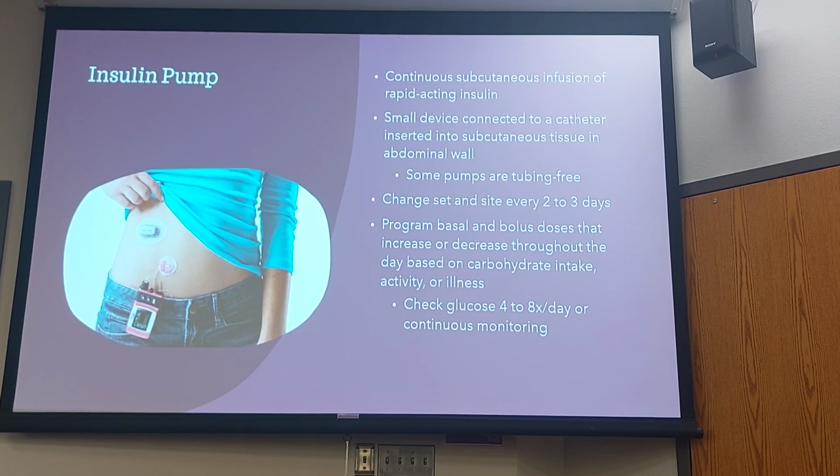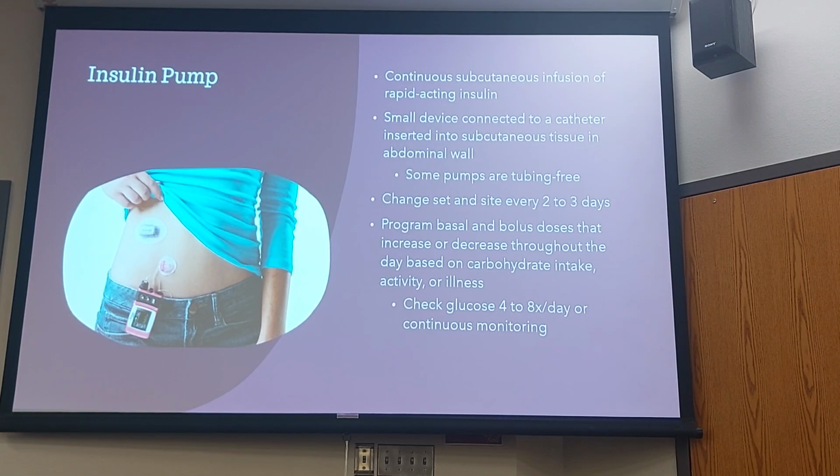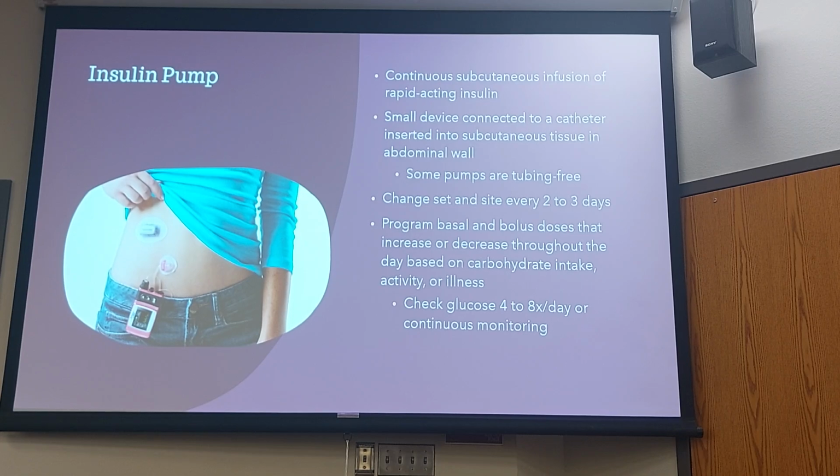And then check glucose 4 to 8 times a day or use continuous monitoring. The continuous is nice because they can look at it, and it really helps people to see, because people react differently to different sugars. Some people, our type 2 diabetics, have a higher spike of insulin with certain carbohydrates, and others have a nice steady low response. The pump is going to help them see how they're reacting to their foods and how their insulin is working for them.